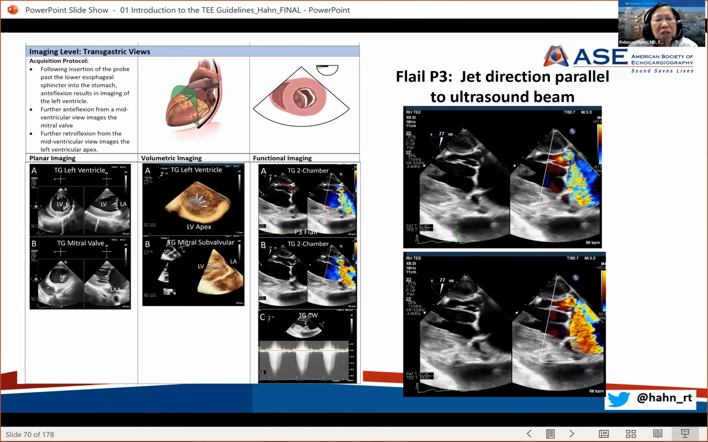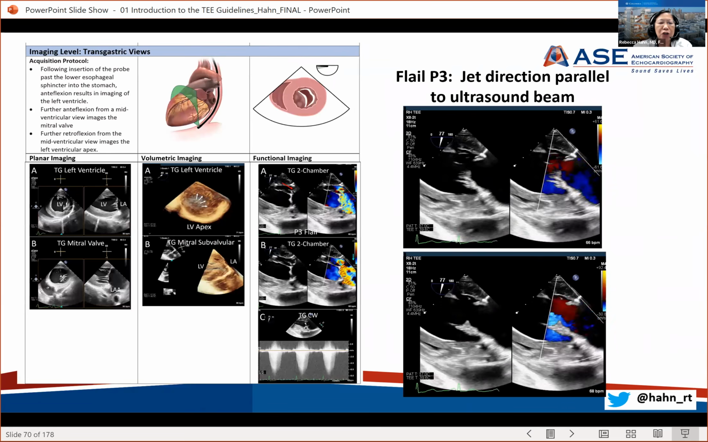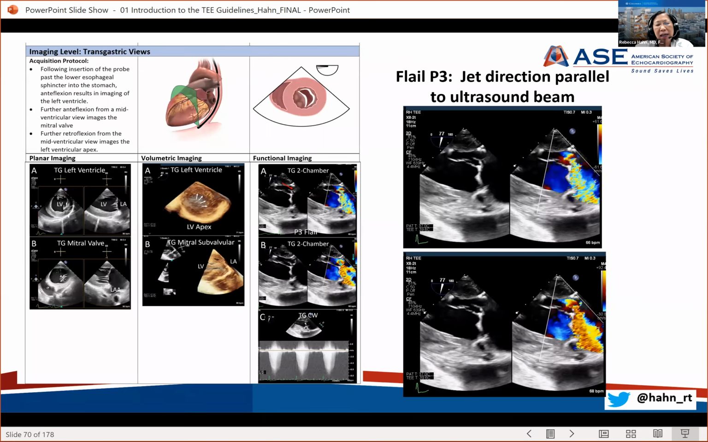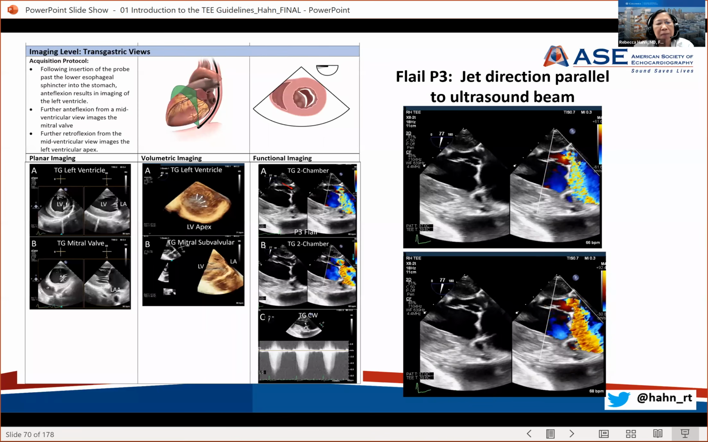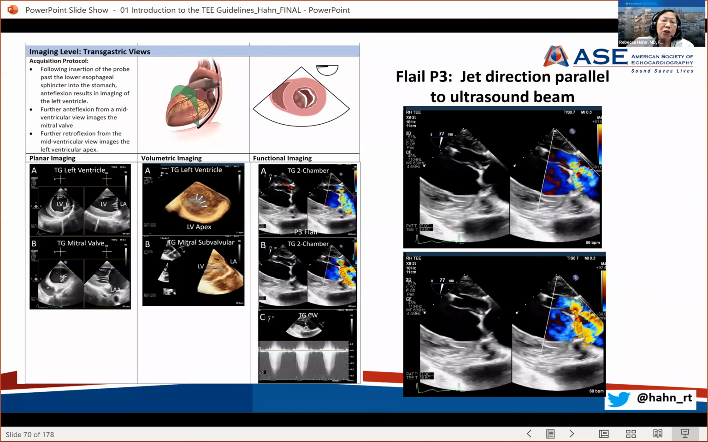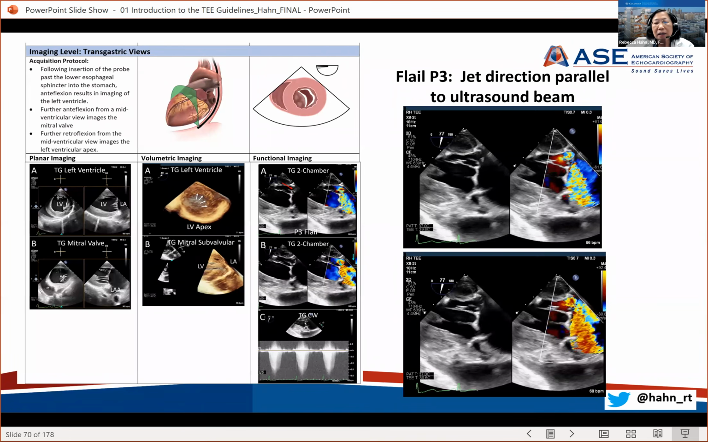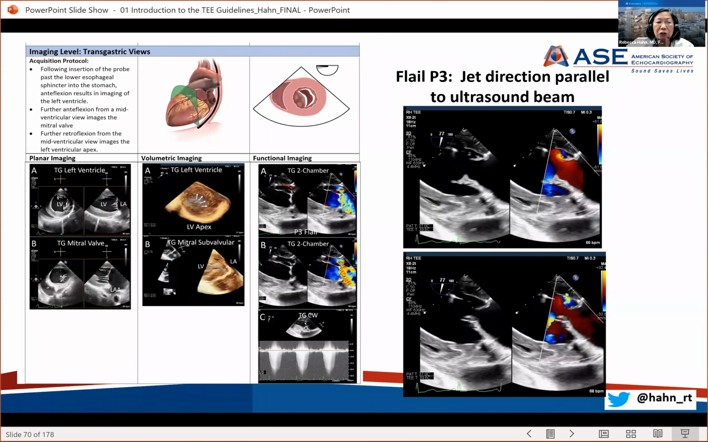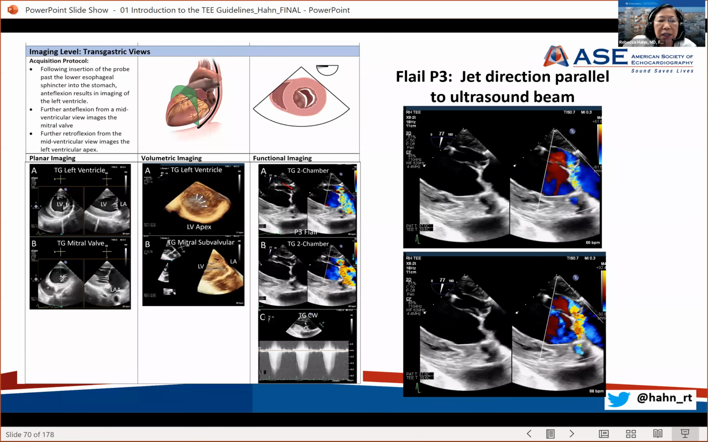Now, transgastric view for mitral regurgitation, it used to be one of those views that we relied on heavily for the TEER devices because we didn't have three-dimensional imaging. But in 2007, when we finally got clinically available three-dimensional TEE probes, we just no longer ever went into the transgastrics for the TEER devices.